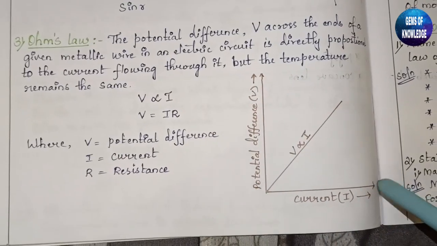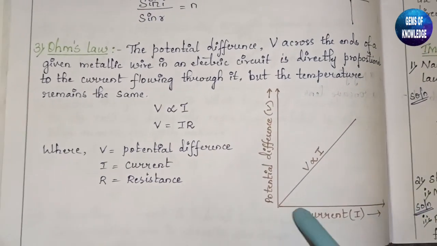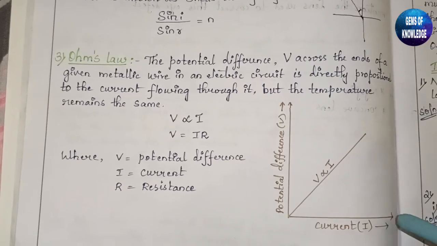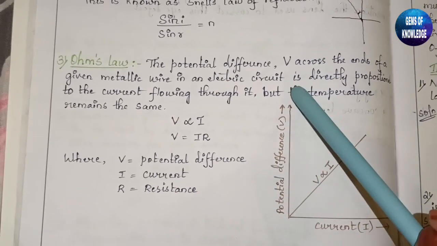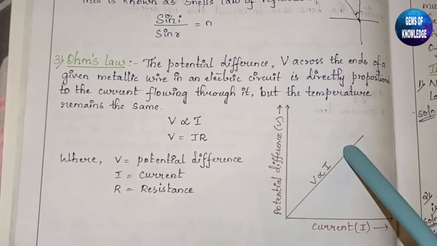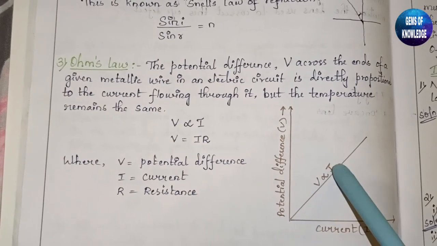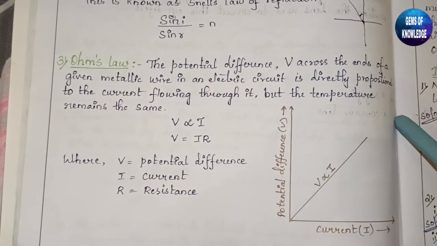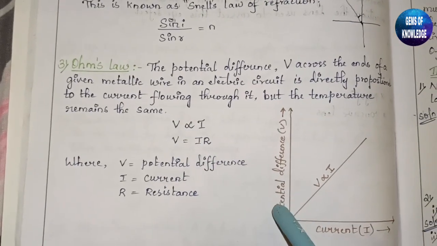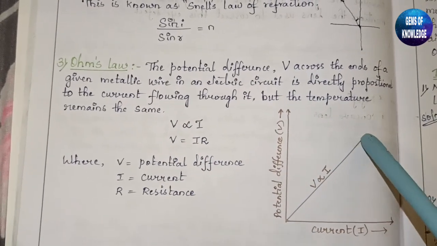So this is the graph which is related to Ohm's law. On the x-axis we always take current, and on the y-axis we always take potential difference, and this is the graph we always get. Whatever points we plot, we will always get a straight line. Okay, the Ohm's law graph will always be a straight line.